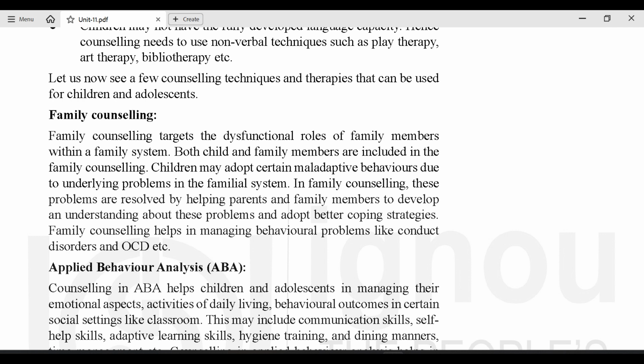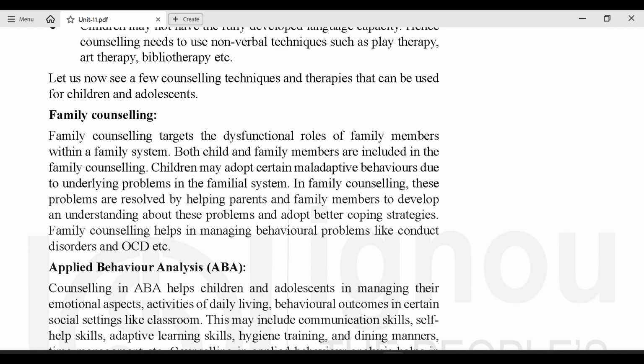Let us now see a few counseling techniques and therapies that can be used for children and adolescents. Family counseling. Family counseling targets the dysfunctional roles of family members within a family system. Both child and family members are included in the family counseling. Children may adopt certain maladaptive behaviors due to underlying problems in the familial system. In family counseling, these problems are resolved by helping parents and family members to develop an understanding about these problems and adopt better coping strategies. Family counseling helps in managing behavioral problems like conduct disorders and OCD etc.